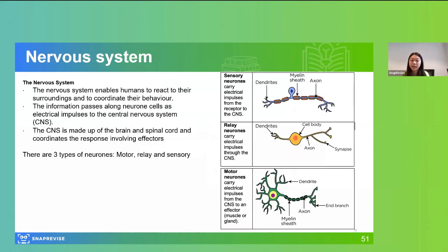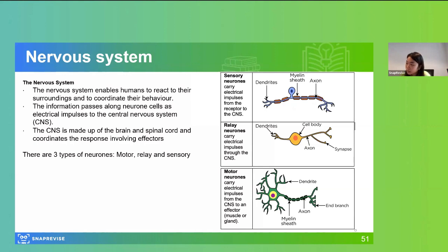Okay, let's move on to the nervous system. As I've said, it coordinates your behavior, with information passed along neuron cells as electric impulses, as mentioned before. These electric impulses go to your CNS, the central nervous system, your CNS being your brain and your spinal cord, but we're talking mainly the brain. The CNS coordinates responses involving effectors. Effectors can be things like your muscle. That's an effector. So there are 3 types of neurons you need to know about.